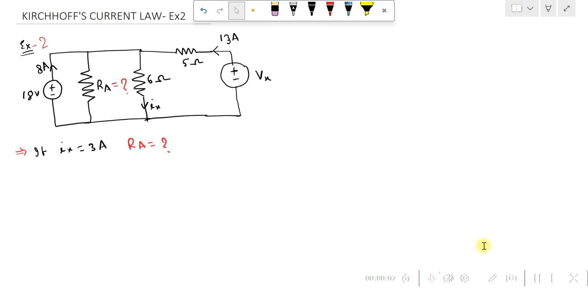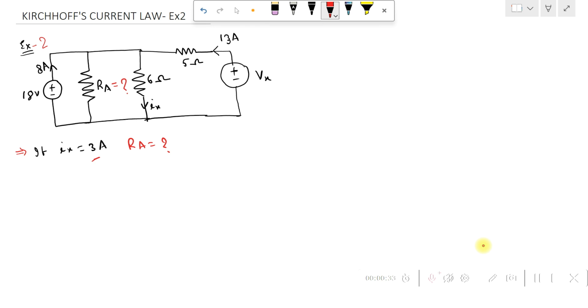In this video we'll look at another example which explains Kirchhoff's current law. In the given circuit, the 18 volt power supply gives a current of 8 amperes, Ix is given as 3 amperes, and 13 amperes is coming through this Vx source. We need to find out the value of Ra.